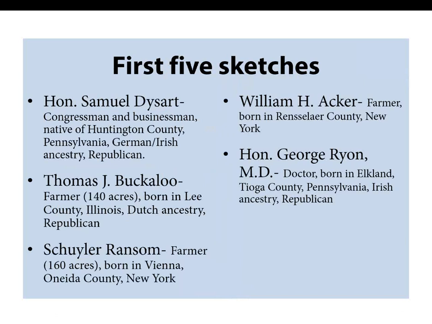And if we look really quickly just at the first 5 sketches, and these are the first 5 sketches of the Lee County, Illinois portrait and biographical record, we see that they're representative of the population. So of the first 5 that are included on there, we see 3 farmers. There's 1 doctor, and then there's 1 businessman, but there's 3 farmers. We don't have any immigrants in this example. However, we do have examples of the children or the grandchildren of immigrants. So we see that folks are coming from Dutch, German, and Irish ancestry.